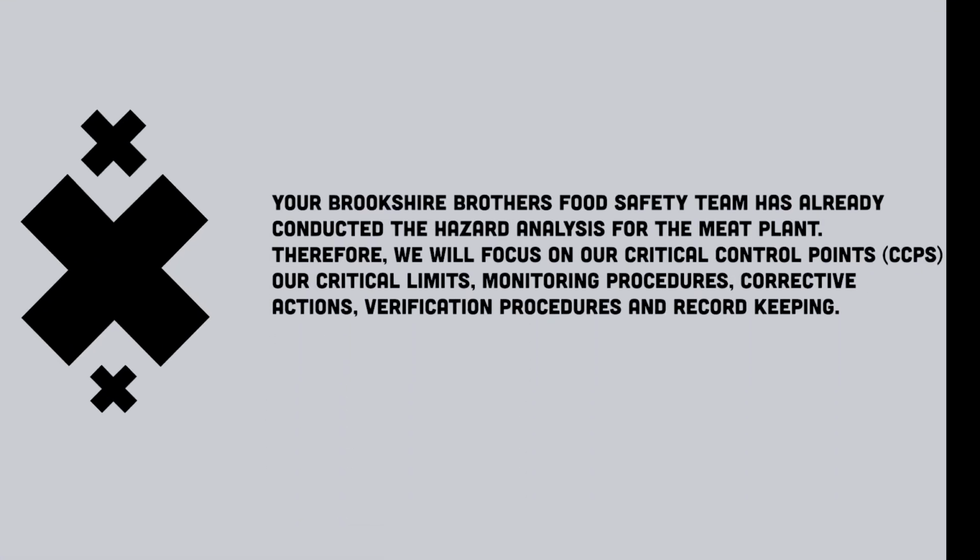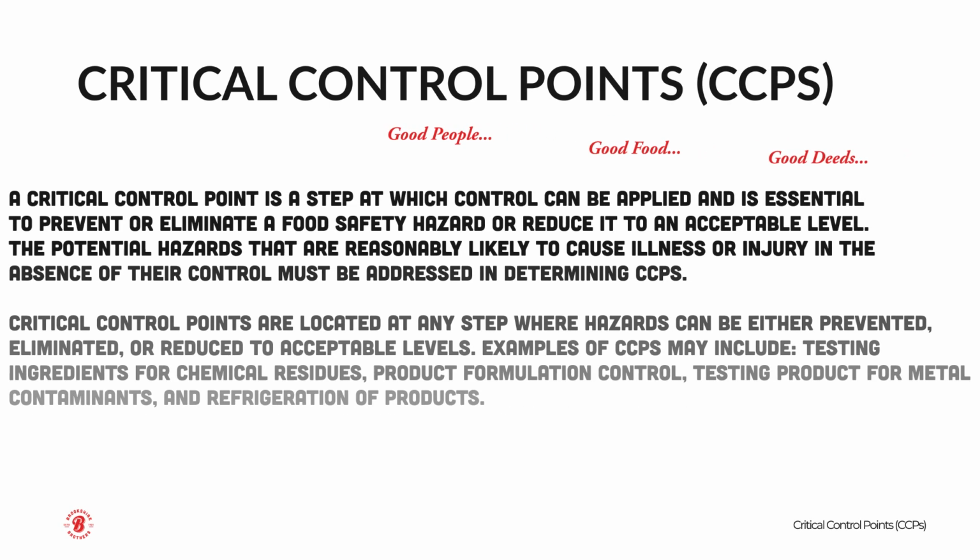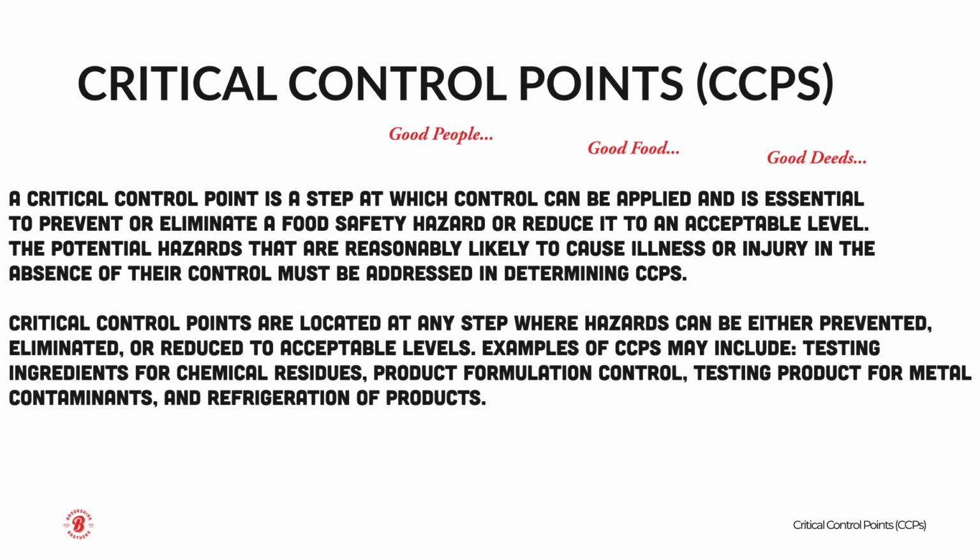Your Brookshire Brothers food safety team has already conducted the hazard analysis for the meat plant. Therefore, we will focus on our critical control points, our critical limits, monitoring procedures, corrective actions, verification procedures, and record keeping. A critical control point is a step in which control can be applied and is essential to prevent or eliminate a food safety hazard or reduce it to an acceptable level.